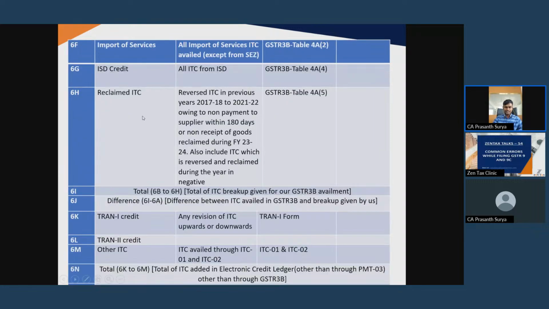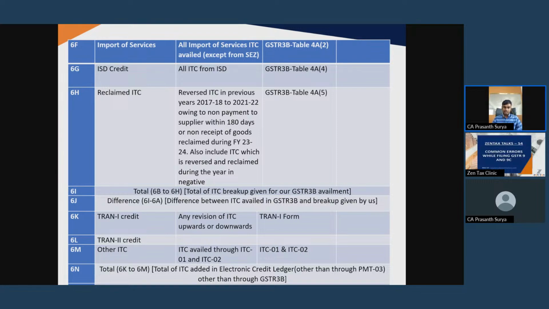The next thing is in table 6, the reclaimed ITC column will be there. Here, generally, if you have reversed any ITC and you have reclaimed it, we all know that for ITC reclaim, there is no time limit. So if you have reversed any ITC owing to the fact that the supplier has not filed the GSTR9 returns, or you have not paid to the supplier within 180 days, and you have reclaimed it in financial year 23-24, then that ITC should be reported in table 6.